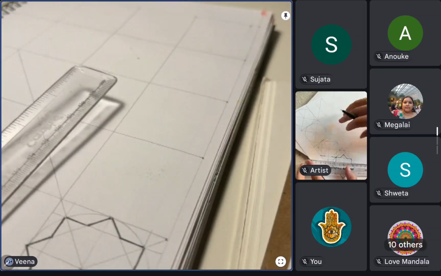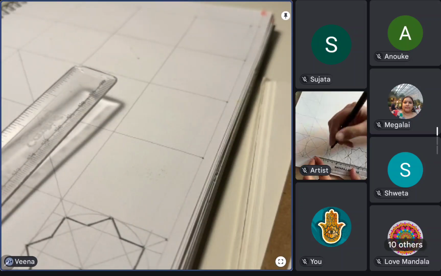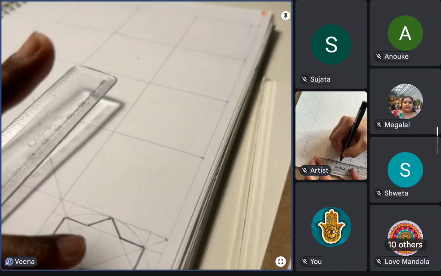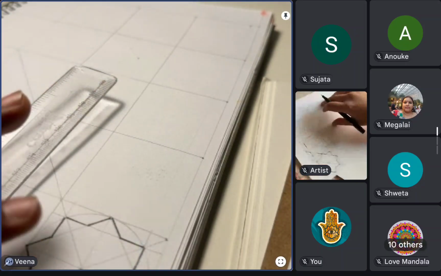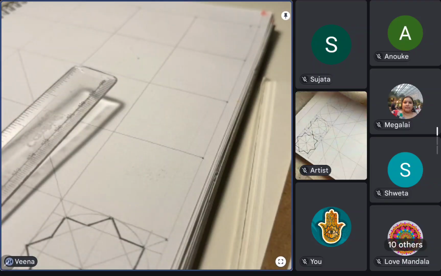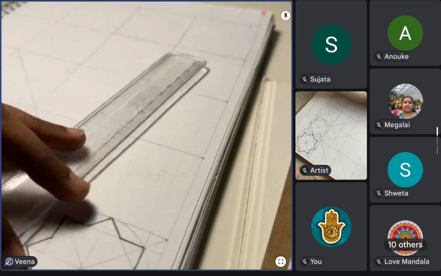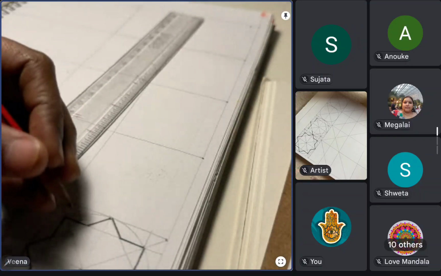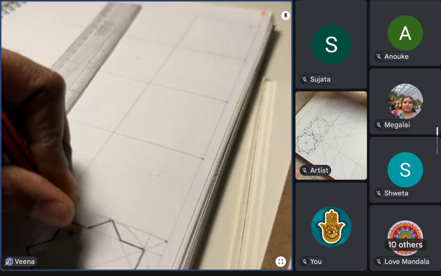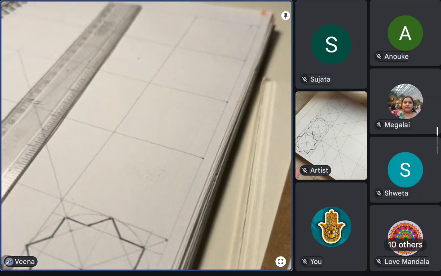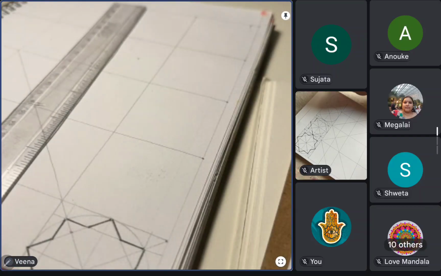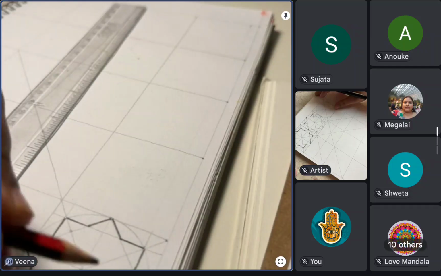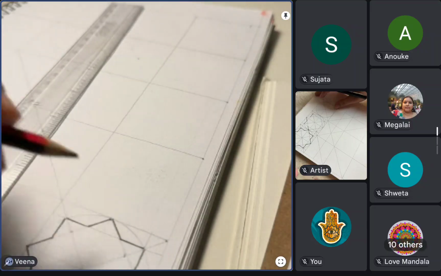Okay. So now we are going to construct one more pattern within this, but I'm not going to do the circle as I mentioned earlier. That was just for you to understand. Now we can directly go ahead and draw the next set of squares. So 1, 2, 3, 4.